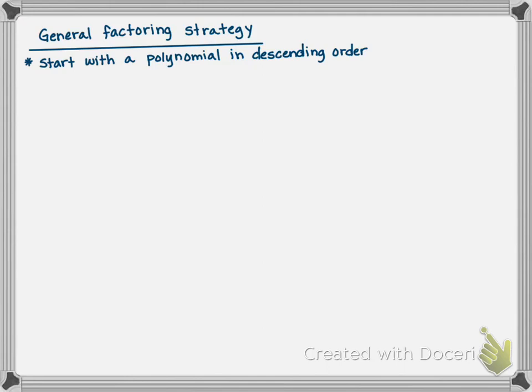Did you guys do some of that last night? There was a couple where you had to put them in order, right? Okay. And there's nothing wrong with a polynomial that's not in descending order. It's just that all the strategies that we're going to write down for how to factor are going to be based on it being in that order. And so if it's out of order, the coefficients aren't going to work out the way we want them to.